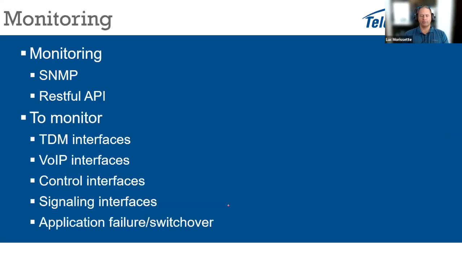To monitor these systems, we want to use either SNMP or our RESTful API. With our RESTful API, you can get the status of the system. SNMP is traditional for integrating into a monitoring system. And what you want to monitor are all the interfaces on the system. Okay? So your TDM interfaces, to see if they go down, your voice over IP interfaces, your control interfaces, or HA interfaces, signaling links if they go down, if there's application failover, and all of these things.